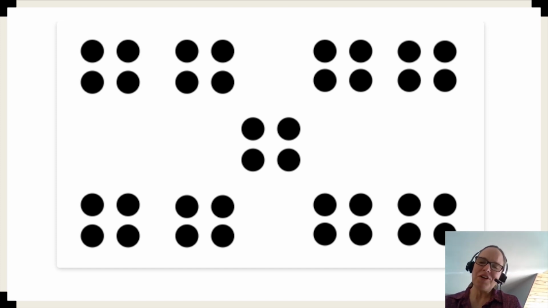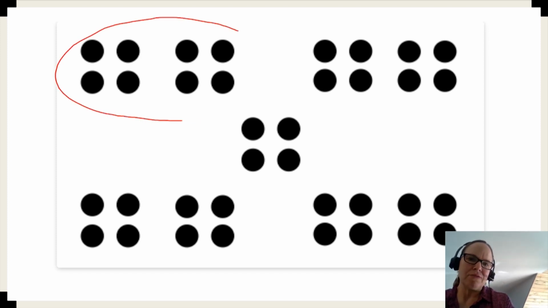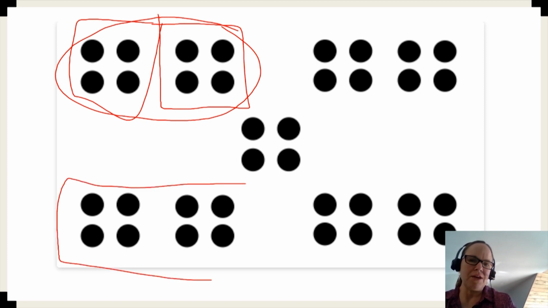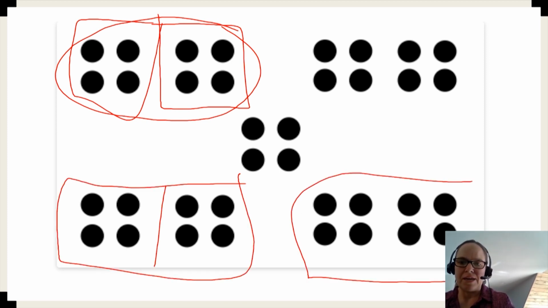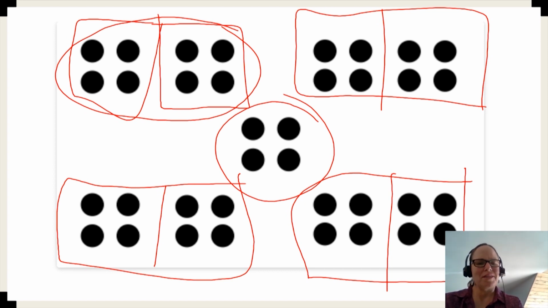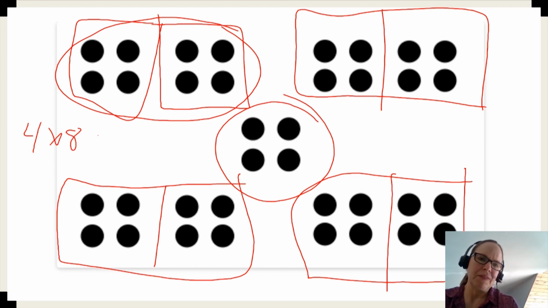Now, how did you figure out how many dots? Well, when I looked at it, I said, oh, here's one group of how many dots? 8, which is really 2 groups of 4. And here's another 2 groups of 8, and another 2 groups of 8, and another 2 groups of 8, and then one more left over. So if I look at it that way, I might say that there's 4 groups of 8, which is 32 plus 4 more equals 36.